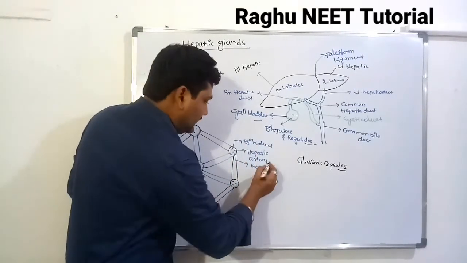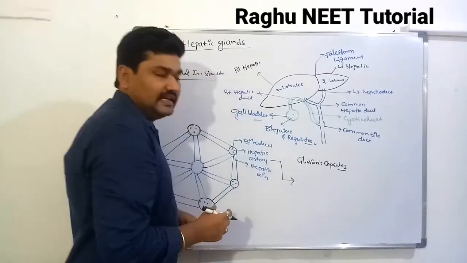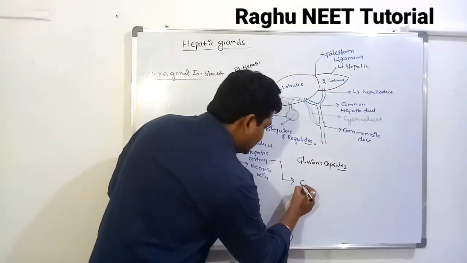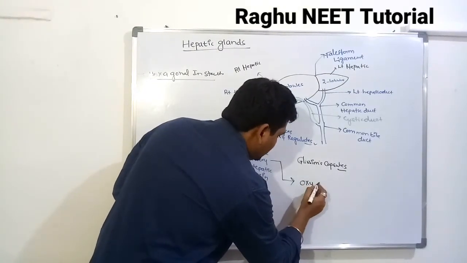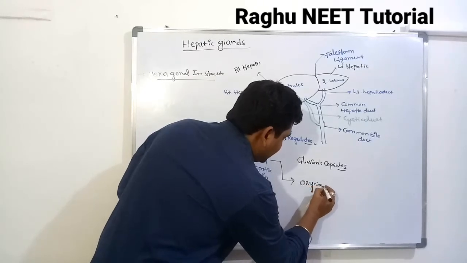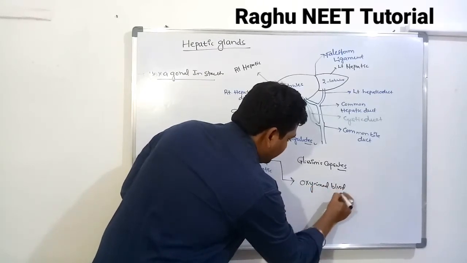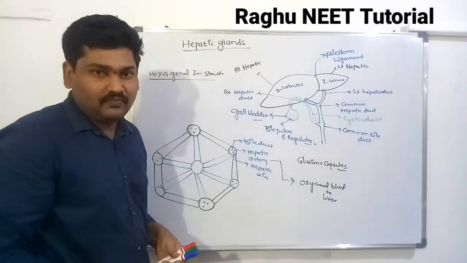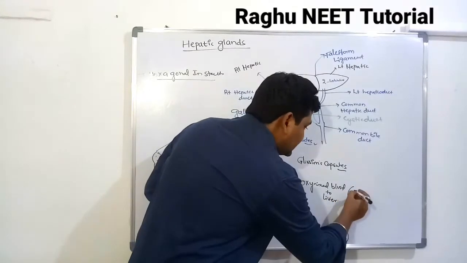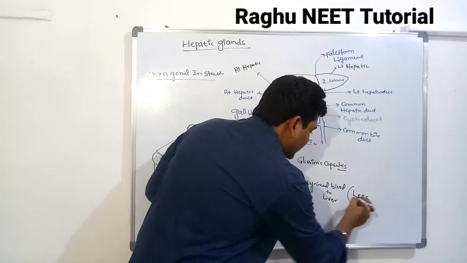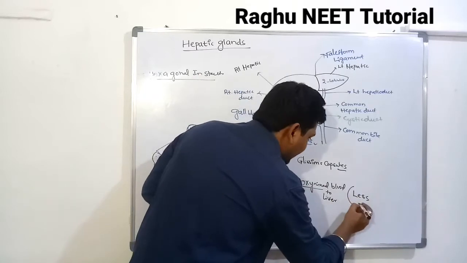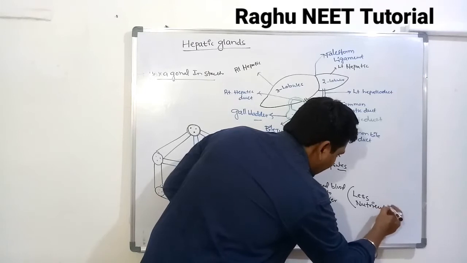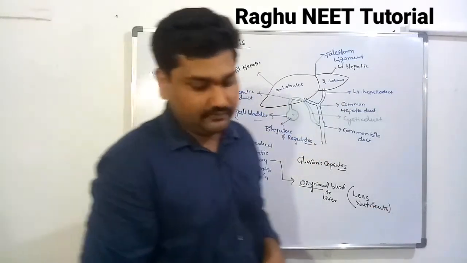First, the hepatic artery. The hepatic artery carries oxygenated blood to the liver region. This oxygenated blood contains very few nutrients. Very important: oxygenated blood contains very few nutrients.